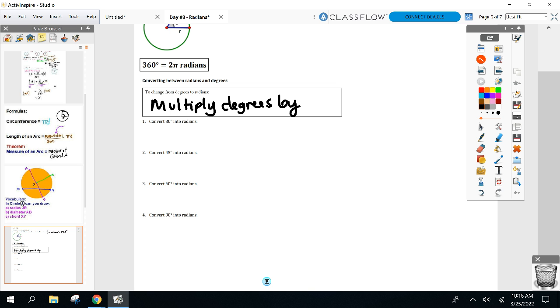Okay, so multiply the degrees by, everyone take a look in your degree column there. Multiply it by, everyone see that fraction that's there? What's it say? Pi over 180. So that is what I'm going to multiply all the degrees by. And you can use that. You don't need to memorize this. This is something you can just go to the reference sheet and use.